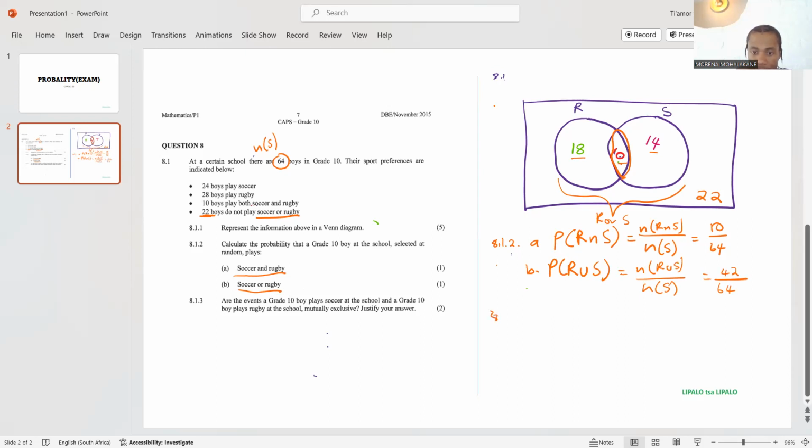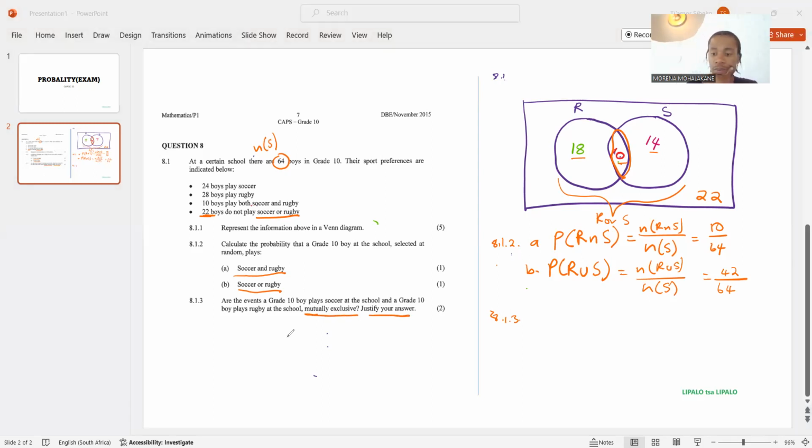And then the last question: are the events a grade 10 boy plays soccer at the school and a grade 10 boy plays rugby at the school mutually exclusive? Justify your answer. Okay, now let us define the term. Let's look deeper into the term.